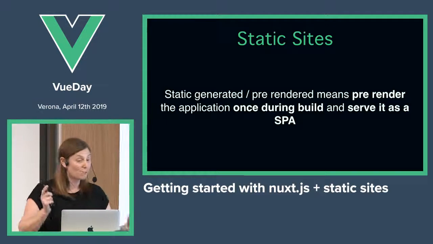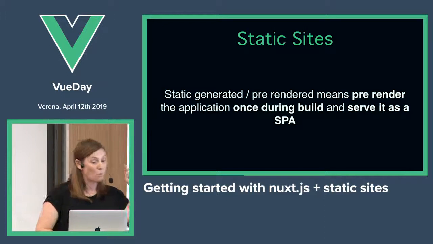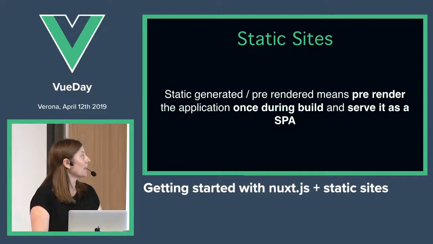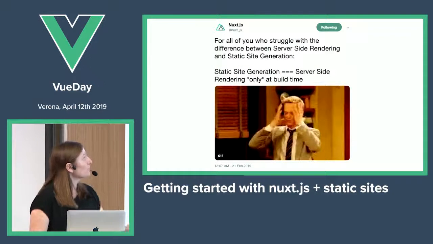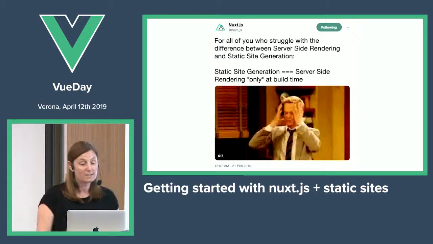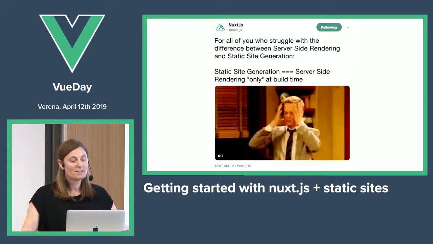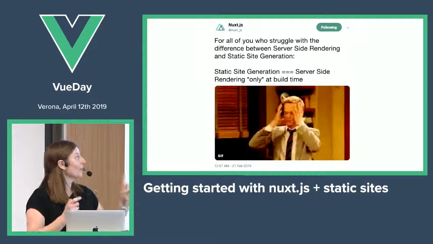Static generated or pre-rendered means to pre-render the application once during build and serve it as a single-page application. As the Nuxt team put out, for all of you who struggle with the difference between server-side rendering and static site generation: static site generation is equal to, triple equals, server-side rendering only at build time.